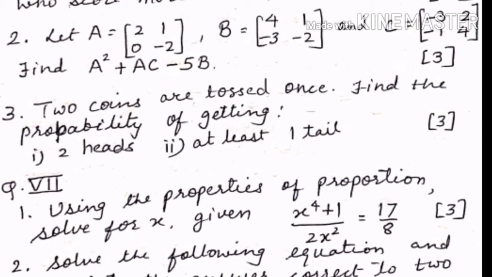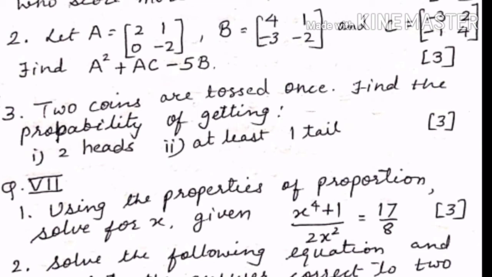Number 3 of question 6 is: 2 coins are tossed once. This is our probability question, a coin question. Find the probability of getting 2 heads and at least 1 tail. So students, when 2 coins are tossed once, what are the chances? It may be HH, HT, TH and TT. 4 chances are there. So 2 heads we get only once, HH. Then what is the probability out of 4? 1 by 4. I have already solved it for you.